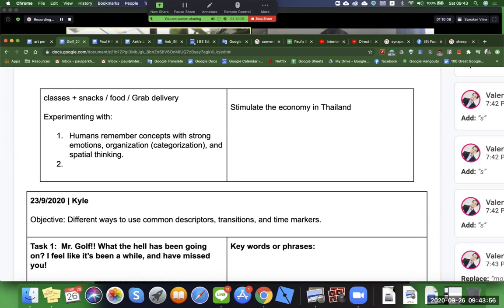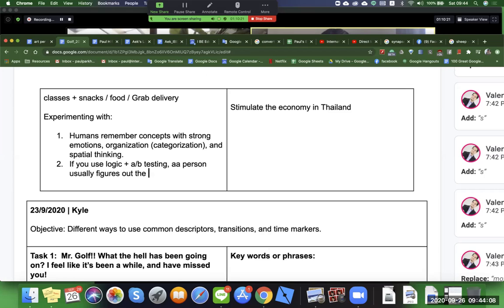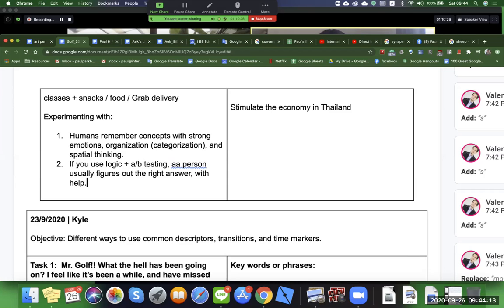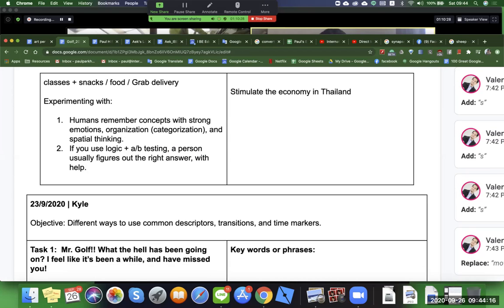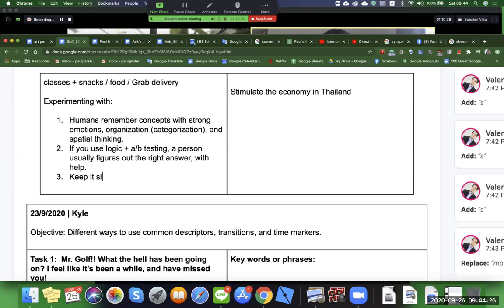Number 2 is if you use logic plus A/B testing, a person usually figures out the right answer with help. And then 3, keep it simple. 85% old content.